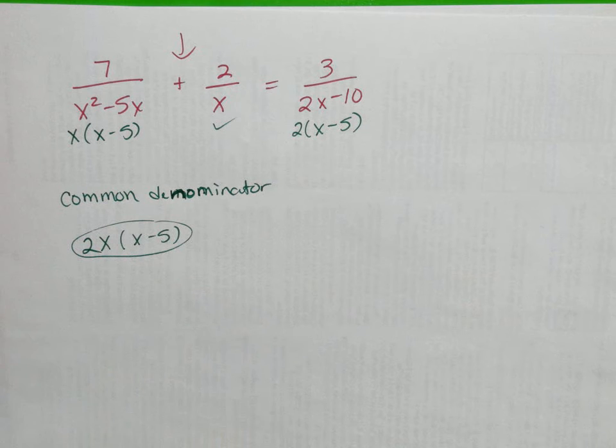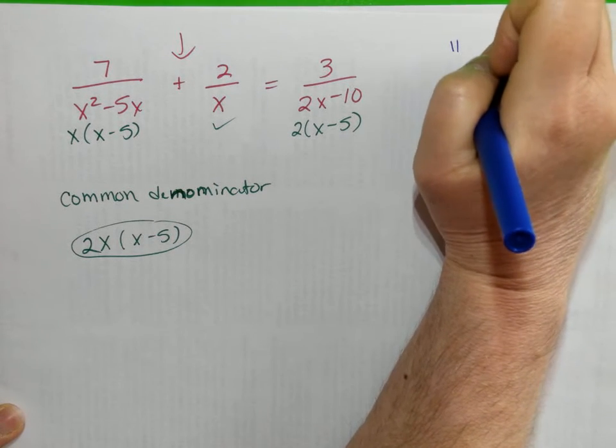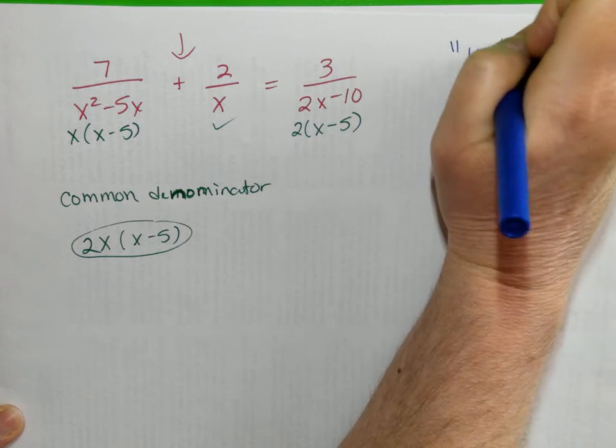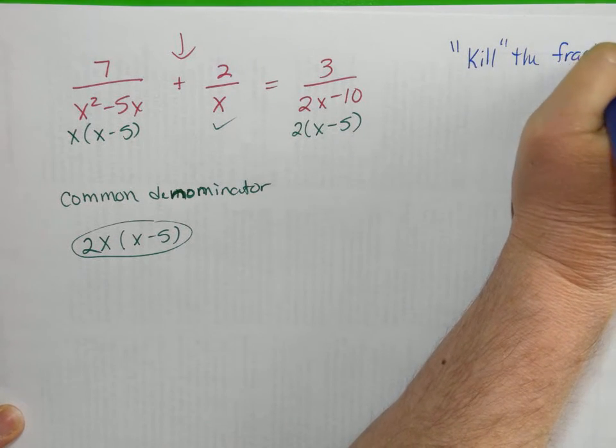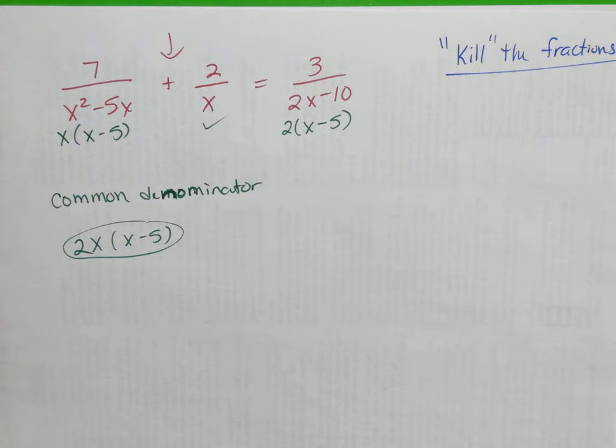Now, why is that important to identify? Because now I'm going to multiply each fraction by that number, and that will turn out to be what we call in math, kill the fractions. So you hear somebody say kill the fractions, they're saying get rid of them. And this is the procedure we use. We find the common denominator and then we multiply everything by that.